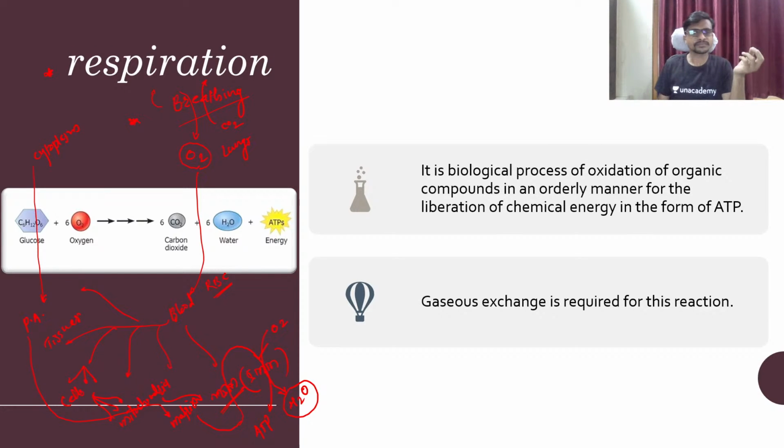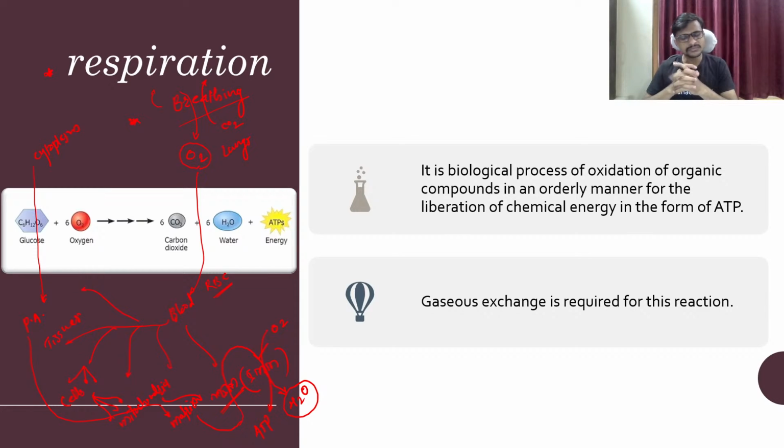So you can say respiration is exchange of gases and the oxidation of food, which always results in ATP. That's why I have written the definition in the box. It is a biological process of oxidation of organic compounds, that is your food. If anyone asks you, for example in an examination or a teacher in a viva, what happens with the food in our body, you can simply say that it is oxidized.